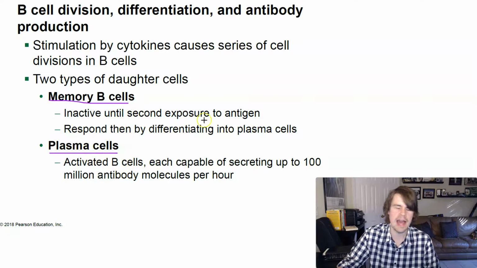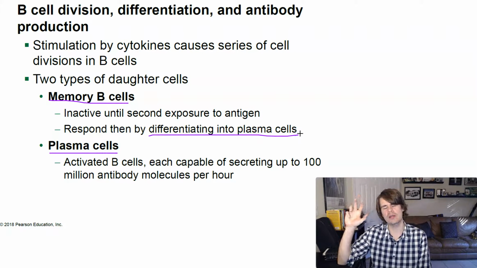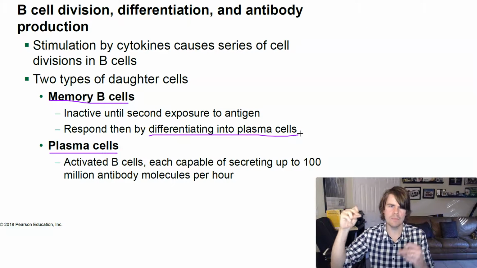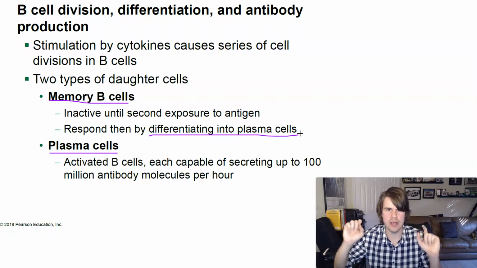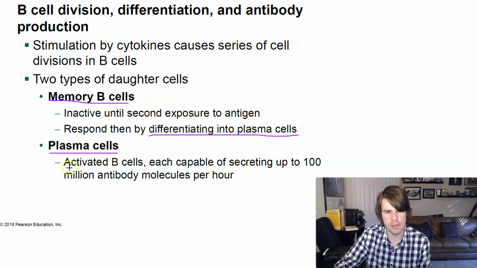Memory B cells are inactive until a second exposure and then respond by differentiating into plasma cells. These are what really remember what's going on, and they just keep circulating. When they're exposed to that antigen again, they activate and create plasma cells, and your system is ramped up, ready to go, to understand what's infecting you and to protect you.